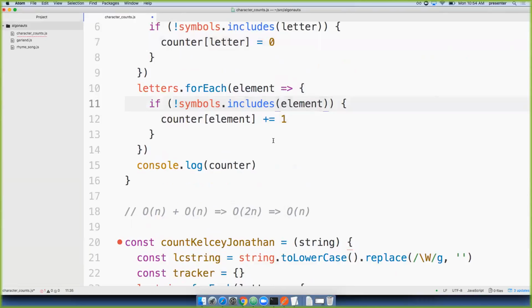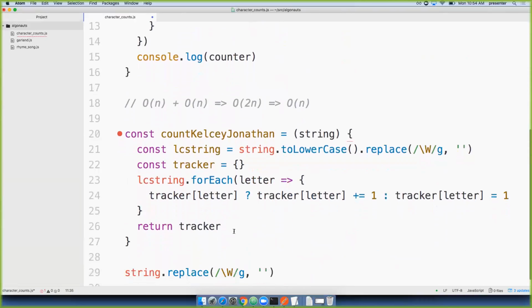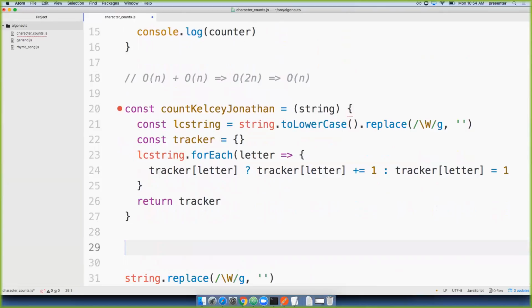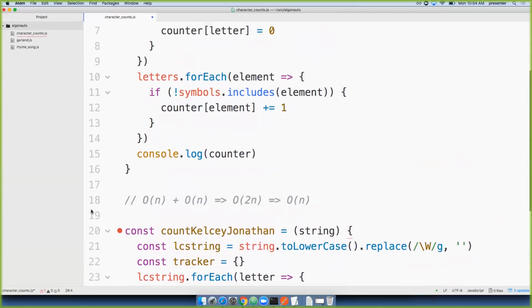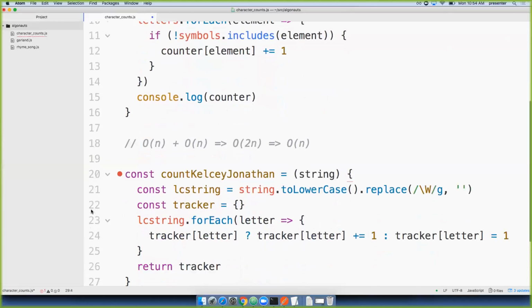Wait, so then what's the runtime of the second solution? O of n. Right? So it's the same. They had the same runtime. Like I said, yours was a less efficient O of n, but it scaled exactly the same as this one. So runtime is not related to efficiency, it's related to scalability. Absolutely right.